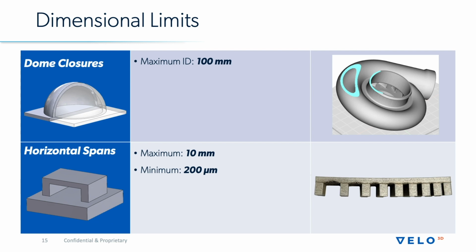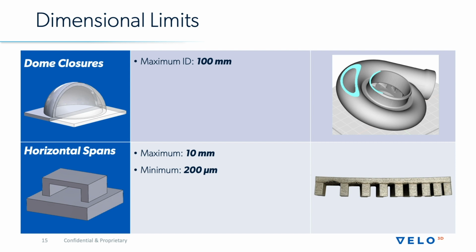Also, kind of working off of this, I have closures here in general. Domed closures, we can do a maximum ID of about 100 millimeters. I'll get into some examples again with this turbo volute a little bit later where you see this. This is any internal cavities, a lot of manifold type geometries where it doesn't have to be a perfect circular spherical geometry, but these types of closures VELO can print without adding support.